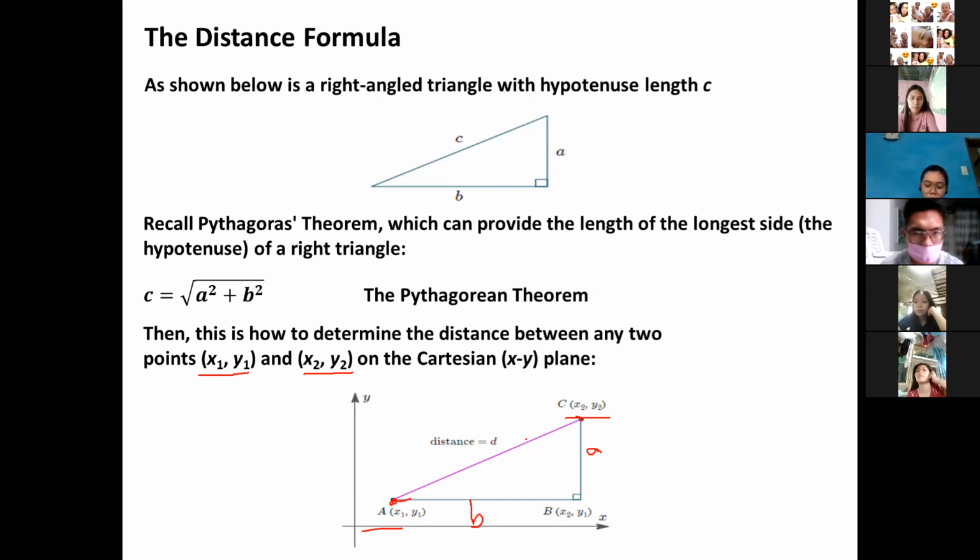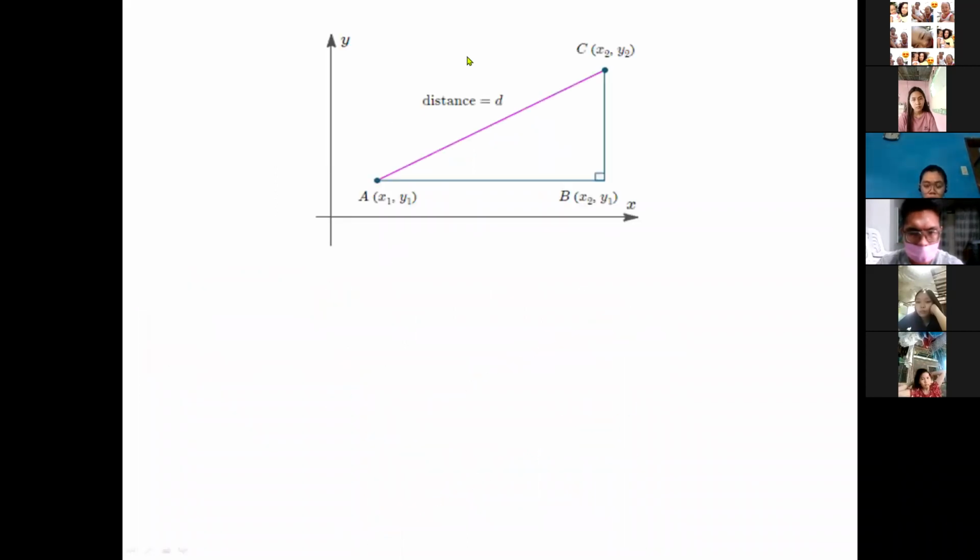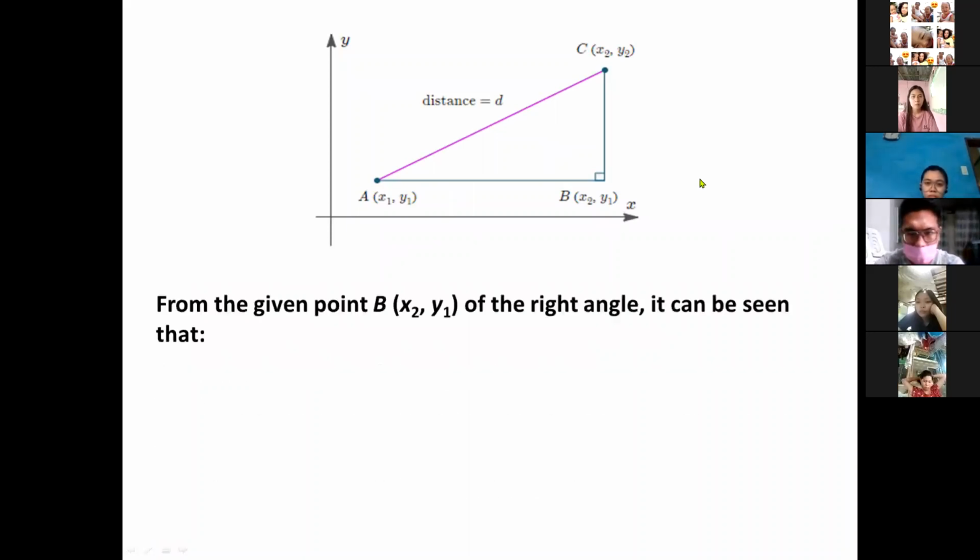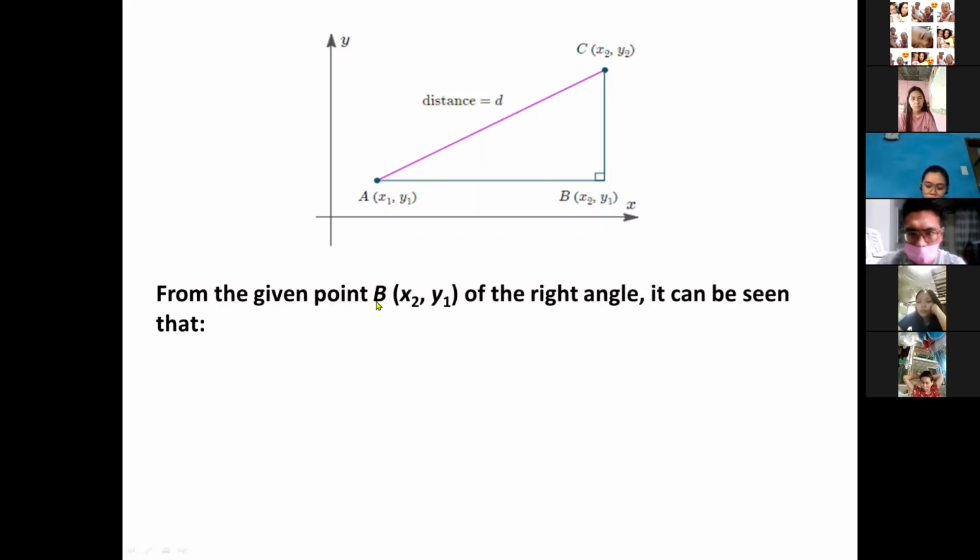Now, let me explain to you why the Pythagorean theorem is very important to the distance formula, how our formula for the distance between 2 points was derived. Anyway, in the exam, you will only use the formula. I will not ask you to derive it. What matters is that you know how the formula was derived. That is our figure from earlier. I just repeated it. Okay, for the continuation of our calculation, from the given point B, this is point B, right?